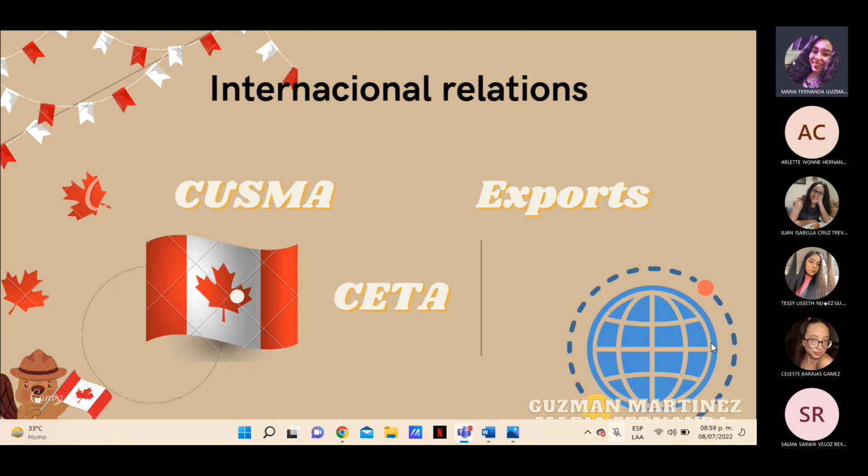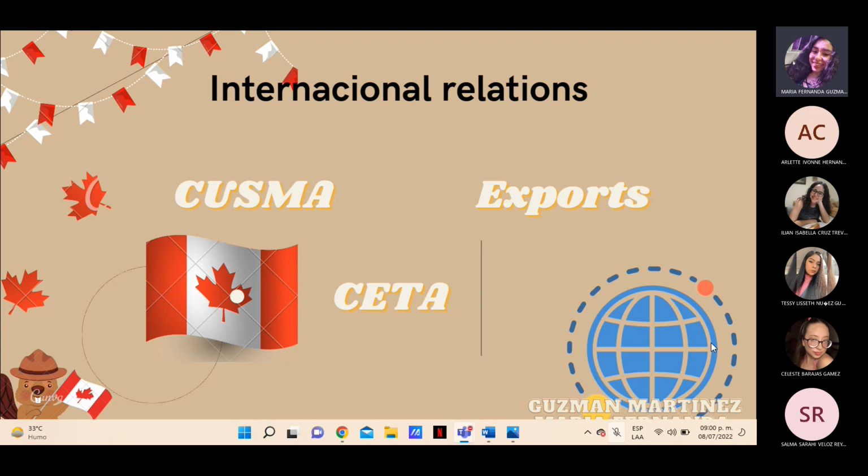This generates economic growth and helps to raise the standard of living of all the people who live in these three countries. And then this treaty served to reinforce Canada's strong economic ties with the United States and Mexico.